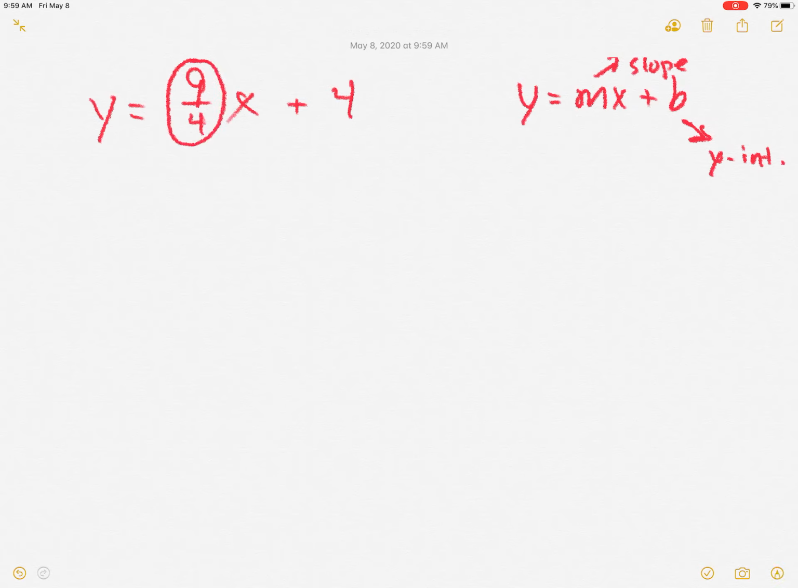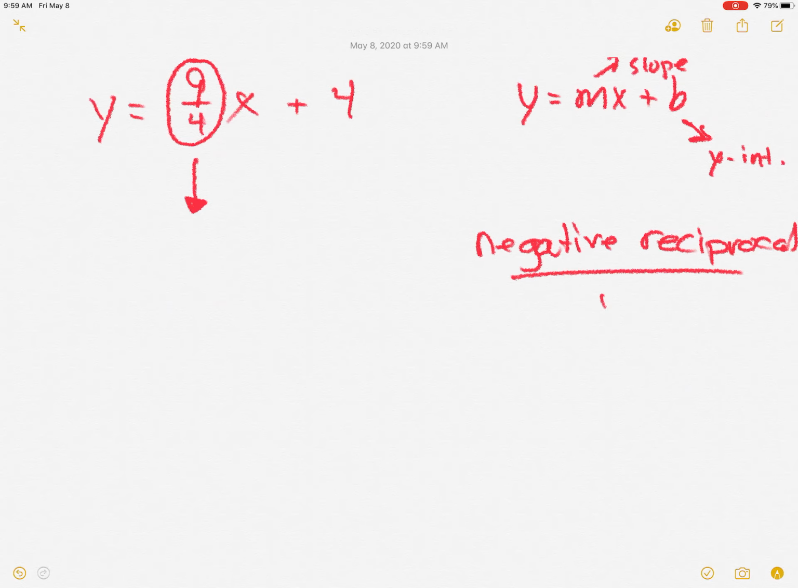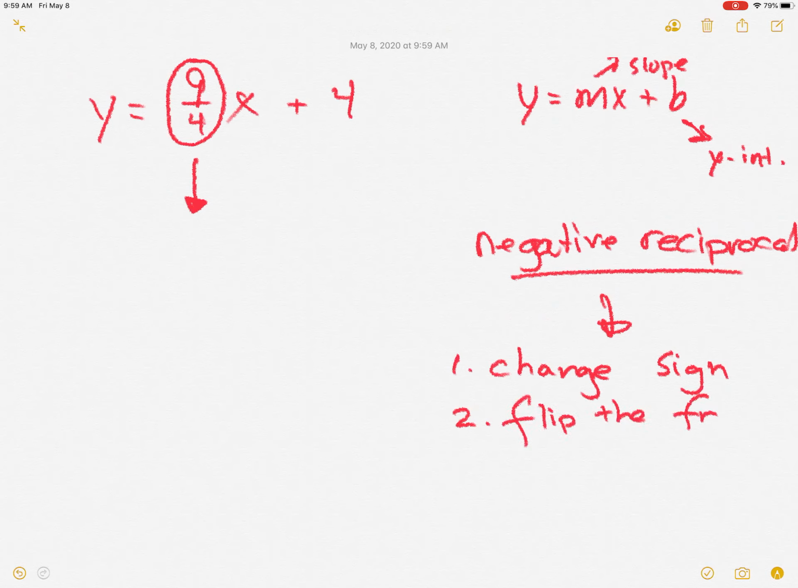The only thing that we are going to do is take the negative reciprocal of our current slope. What does that mean? Negative reciprocal. All we're going to do is change the sign. We'll call that step 1. And step 2 would be flip the fraction, which is the reciprocal.